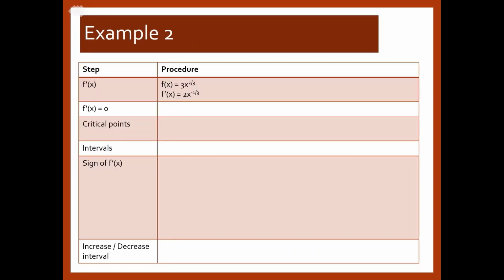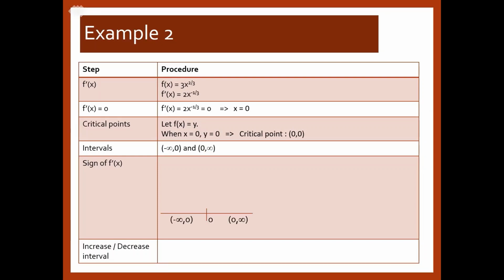Differentiate 3x to the power of 2 over 3, you should get 2x to the power of negative 1 over 3. By letting f prime x equal to 0, you should get x equal to 0. Substituting x equal to 0 into f(x), you should get y equal to 0. Therefore, the critical point for the given function is (0, 0). By taking x equal to 0 as the cutting point, you will obtain two intervals: negative infinity to 0 and 0 to infinity.